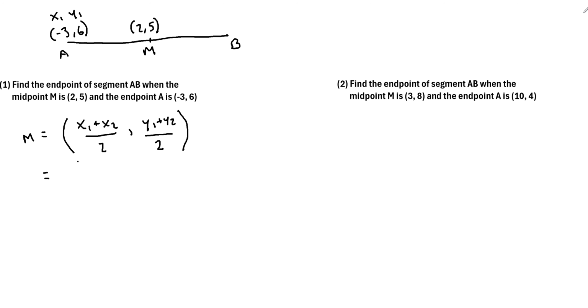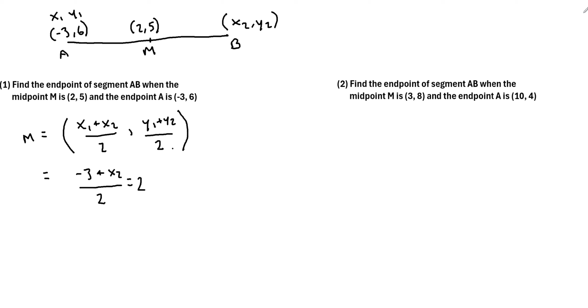x1 is negative 3 plus x2. Well, we don't know x2 because remember, that's what we're trying to solve for. We're trying to figure out what is x2 and y2. So we'll just write plus x2 over 2. And we already know what the answer of this should be. This is the x coordinate of our midpoint. We're told that's 2. So we know that this expression has to be equal to 2.